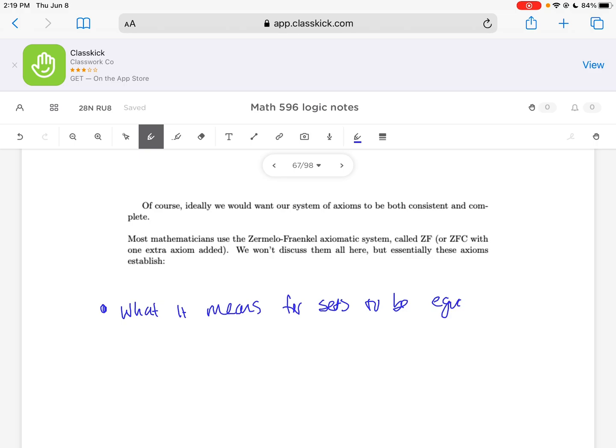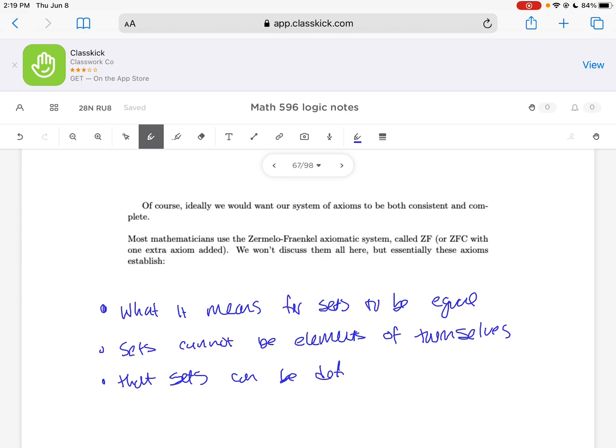It also establishes that sets cannot be elements of themselves, which helps us avoid Russell's paradox that we've talked about in the past. It allows us to describe sets using set builder notation, that sets can be defined using set builder notation.